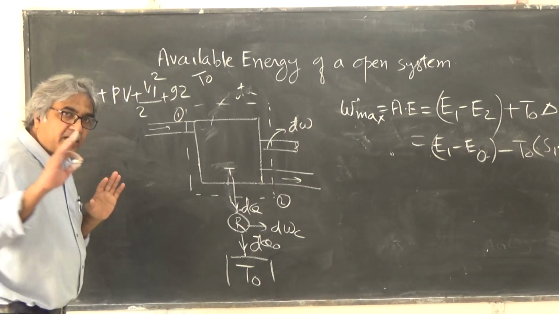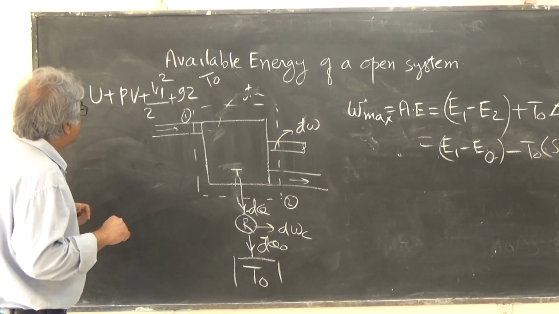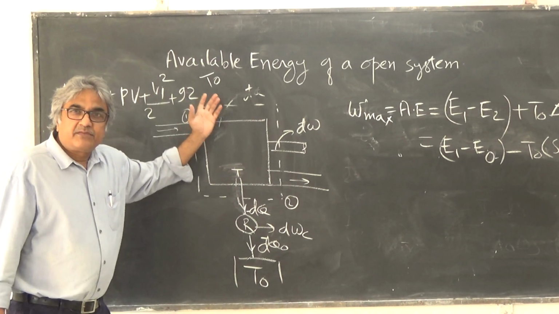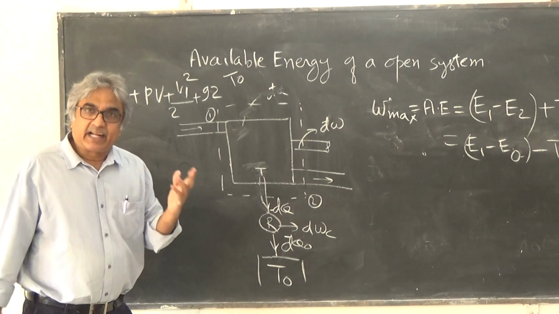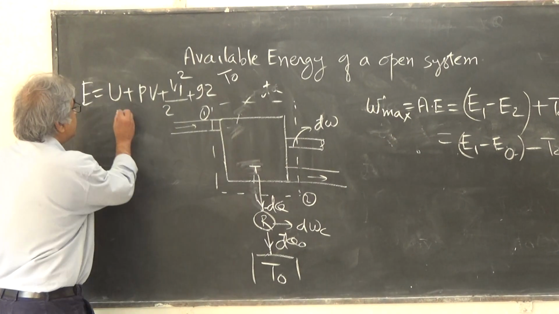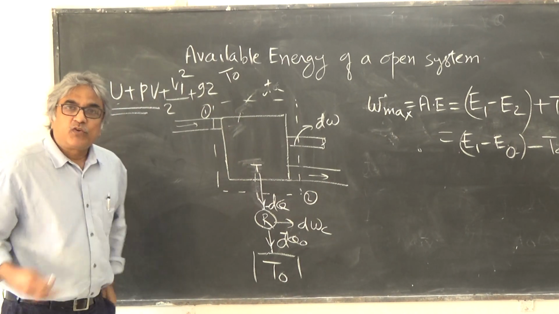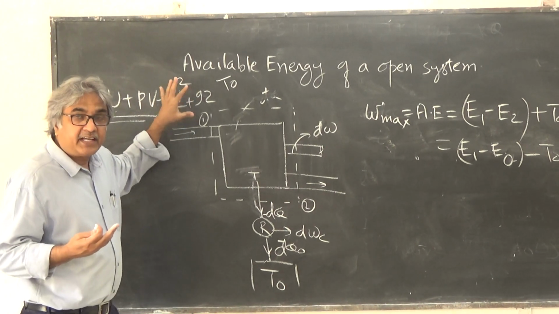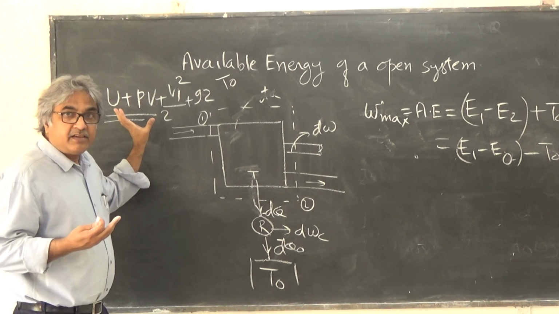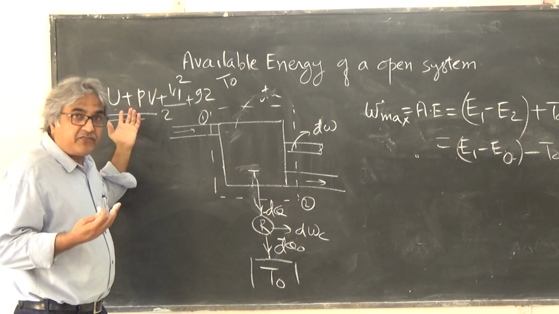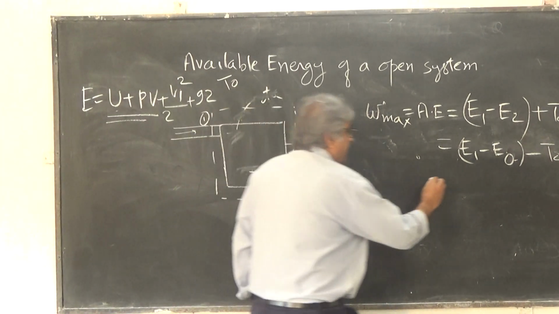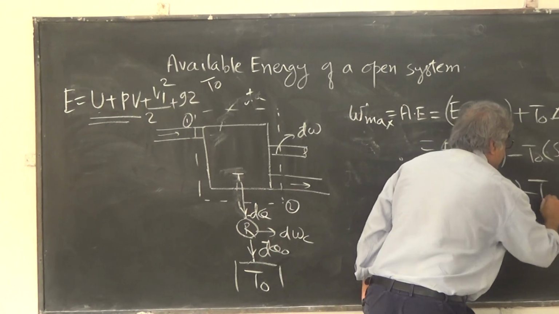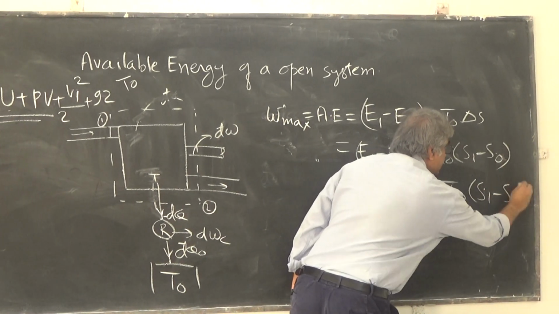But for a particular case, generally in the numericals, kinetic energy and potential energy terms might not be mentioned. They are to be neglected. Many times it's so. So the only terms are U plus PV. What is U plus PV? It is enthalpy. When you neglect kinetic energy and potential energy, the only energy term we are left with is enthalpy. So here this can be substituted by H1 minus H0 minus T0 times S1 minus S0.